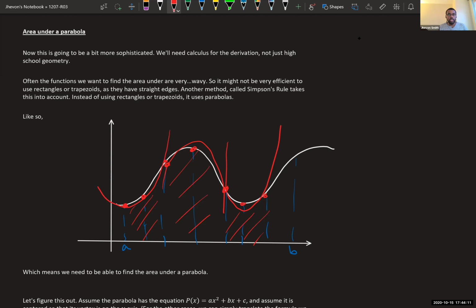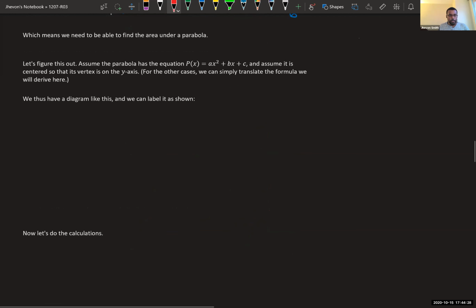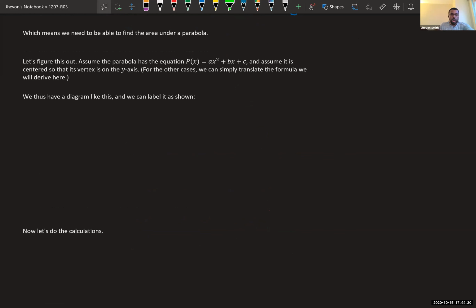But this idea can be extended. You could use cubics, quartics, quintics, going all the way up, and the formula would expand and change. But we're going to look at the one that uses parabolas. This is called Simpson's rule, or Simpson's 1/3 rule, if you want to emphasize. So let's actually figure out how to get this done. We can start with something like this.